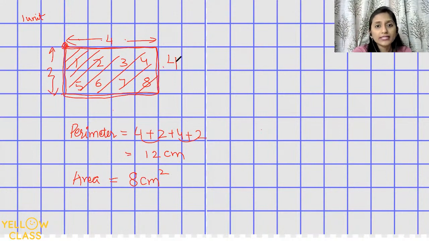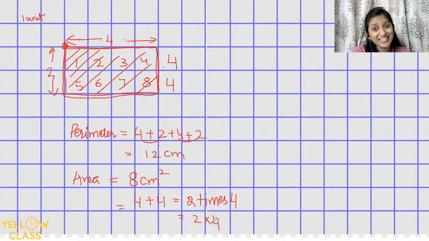And now let's see how I can find out its formula. In the first row, there are 4 squares, in the second row also there are 4. That means I am doing 4 plus 4, that means 2 times 4. I am adding 4 two times, which is 2 multiply 4. So what it is, is nothing but length times breadth. That is the formula for rectangle.